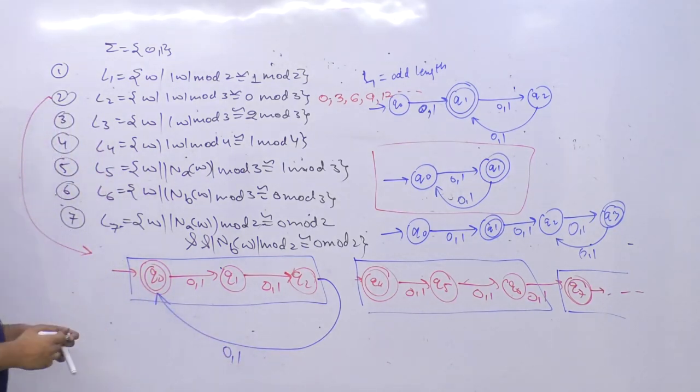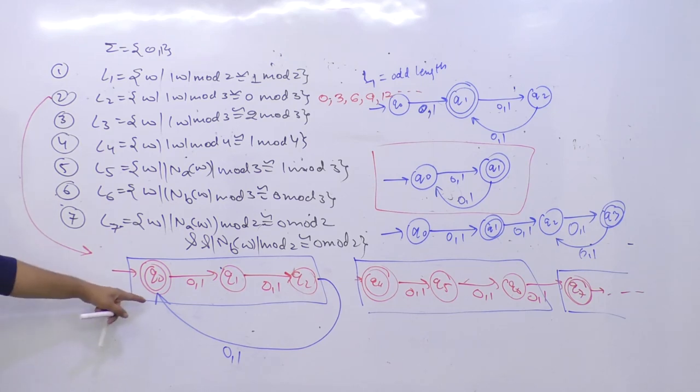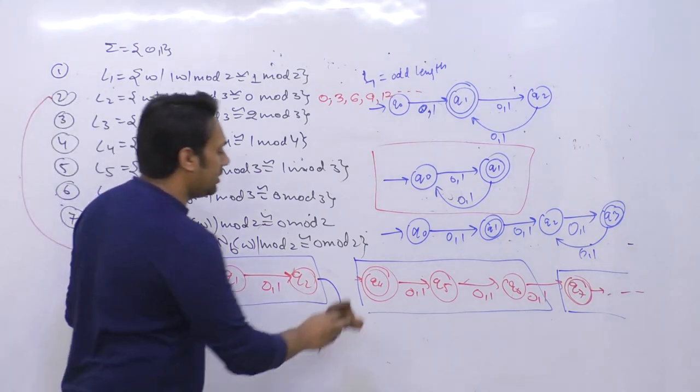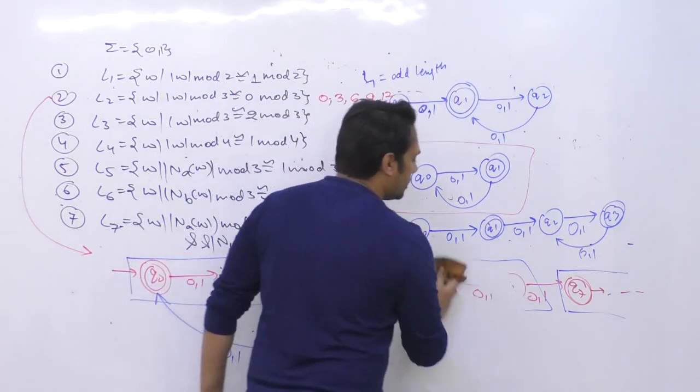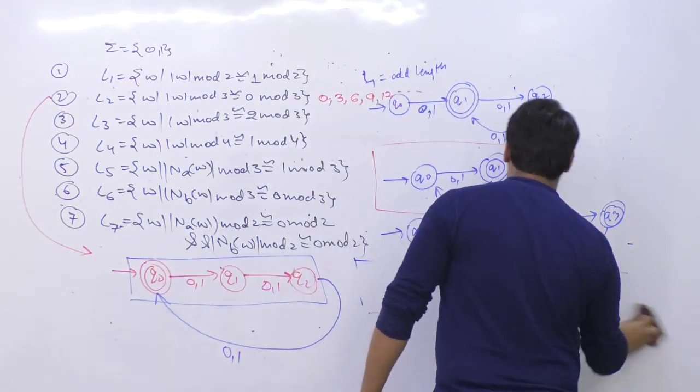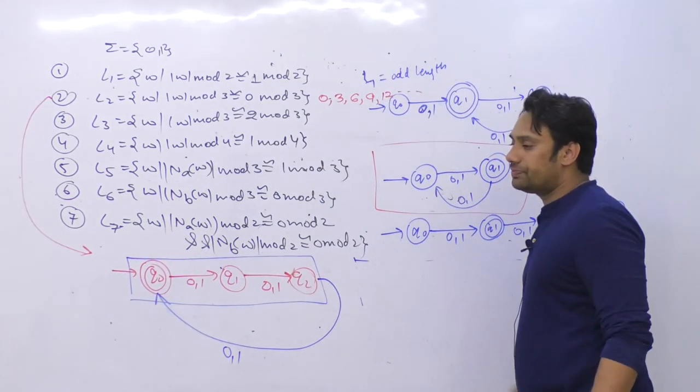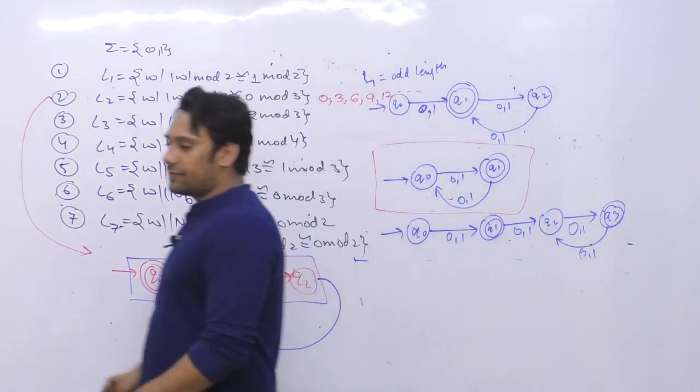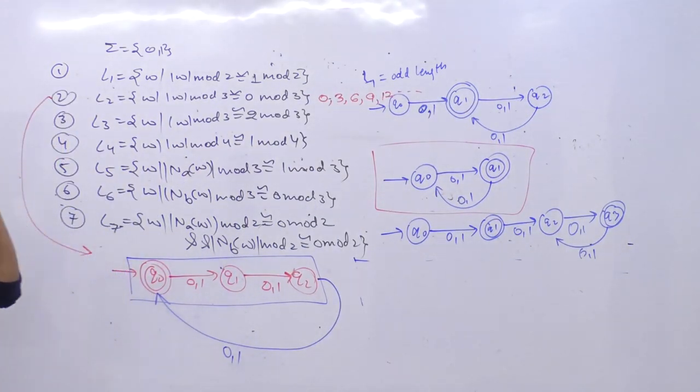And now this diagram here is representing a finite automata which is accepting strings whose length is divisible by 3. So you can minimize it this way. Any doubts? So it is a finite automata which will accept the strings whose length is divisible by 3.